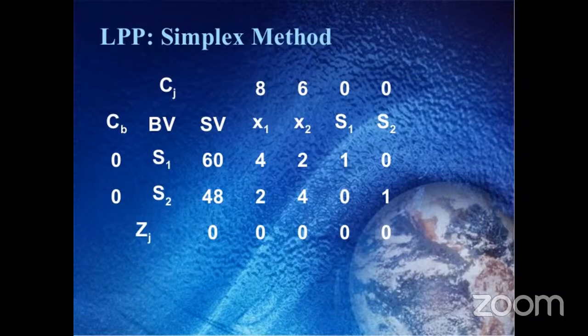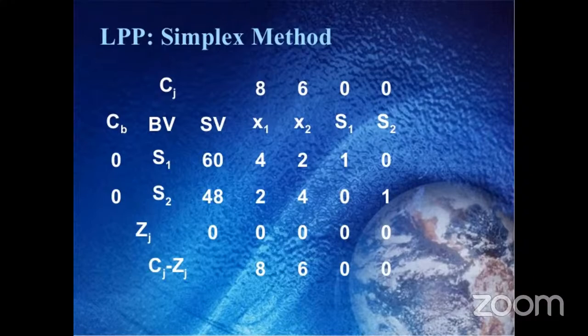Then we need to do Cj minus Zj. Where is the Cj? On the top. If you do Cj minus Zj, 8 minus 0 is 8, 6 minus 0 is 6, 0 minus 0, 0 minus 0. Among all those values, the column with the maximum positive value is considered the key column.